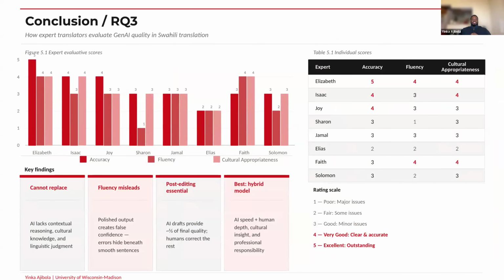And so, what does this study mean? First, AI cannot replace human translators because it lacks context, judgment, and cultural understanding. Secondly, fluency can be misleading. As smooth as language may look or sound, it still contains hidden errors. The third one is that post-editing is essential to ensure accuracy and restore the meaning. And finally, I think the future is hybrid: AI supporting the speed while humans ensure meaning, depth, and cultural context.